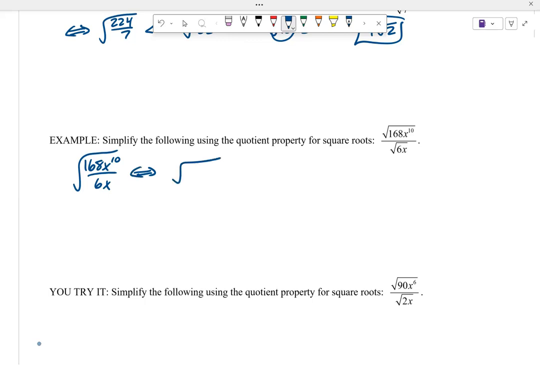So I've got 168 divided by 6, which gives us 28. I got 10 x's on the top, 1 on the bottom, so I'm just left with 9, right? 10 minus 1. I'm left with 9 here, so I'm just taking care of this square root of 28, x to the 9. Well, 28 is 4 times 7. 4 is 2 and 2.